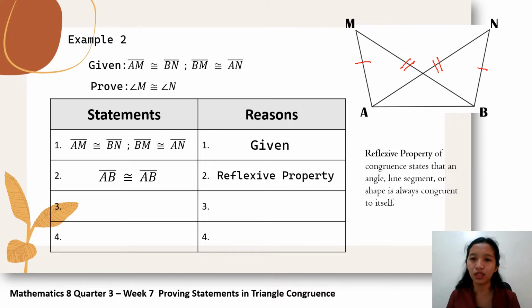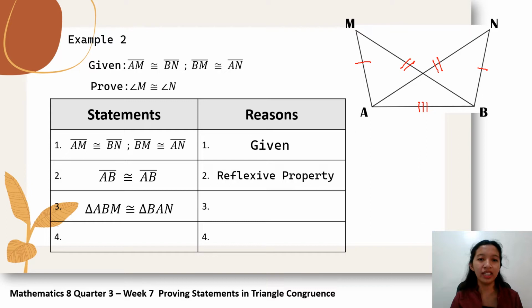And again, let's put the markings. Let's put here the third markings. And what can you see now on our figure? We already proved the three congruent parts of the two triangles, right? And now we can prove that triangle ABM is congruent to triangle BAN. So what is our reason? What will support our statement that triangle ABM is congruent to triangle BAN?